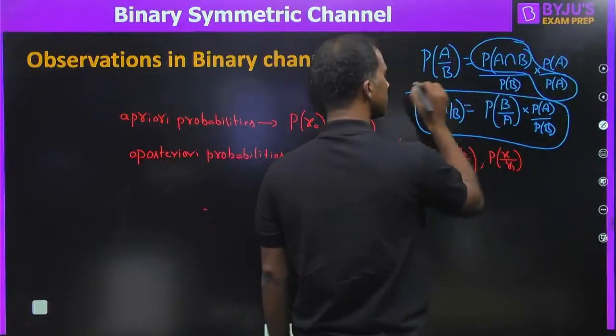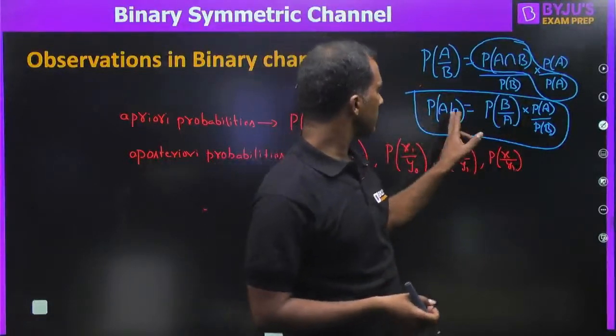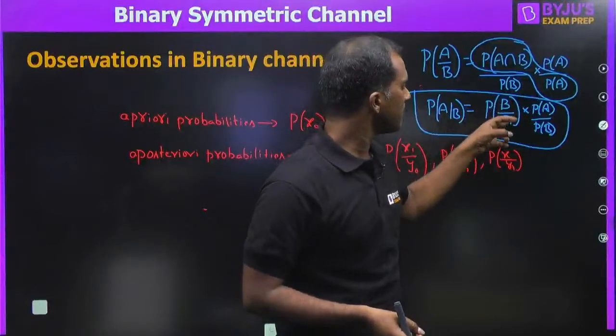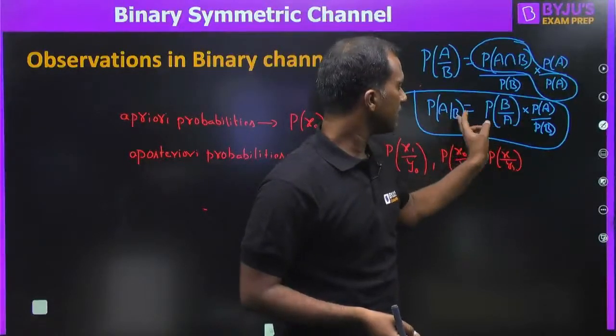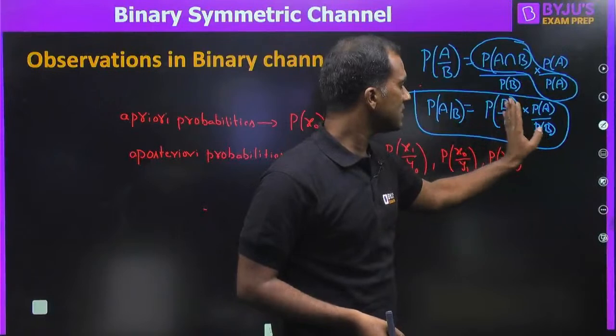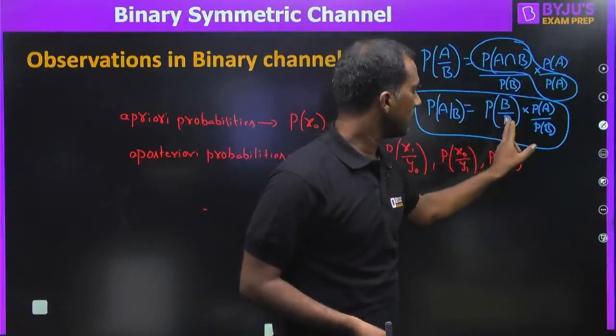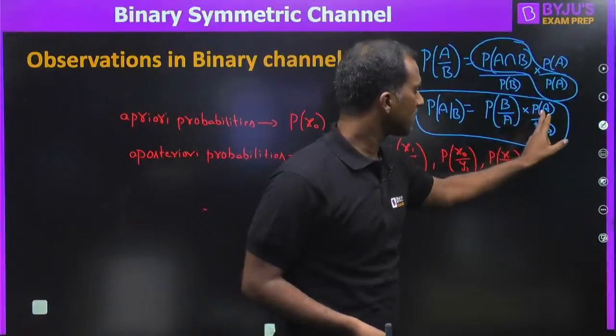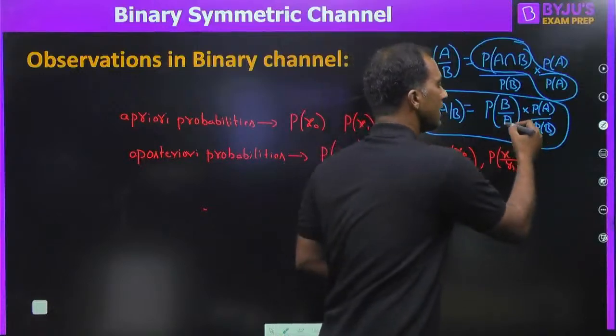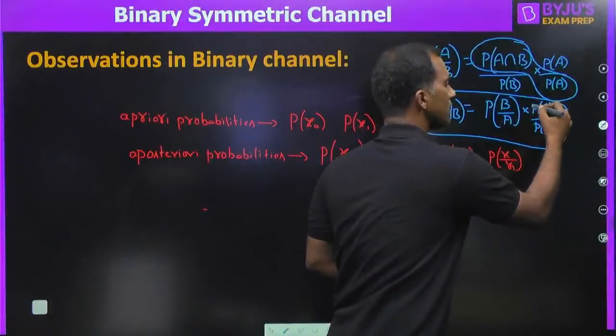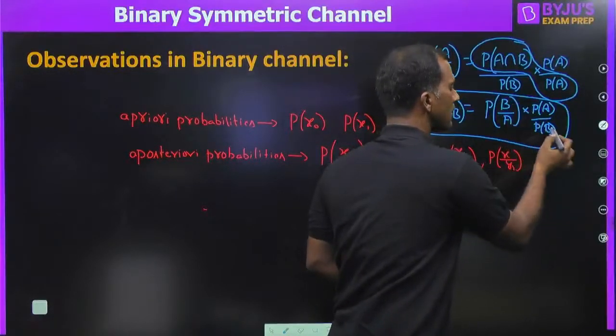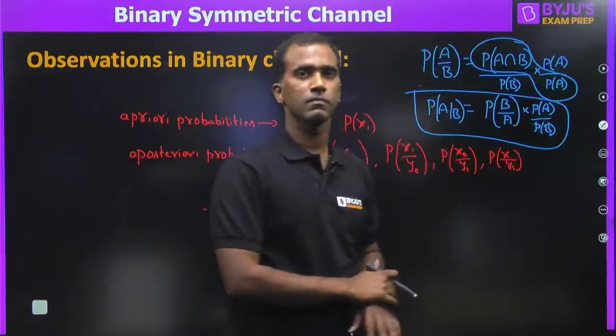So this is the relation. I'll tell you a very simple observation here. P of A given B can be written in terms of B given A. So for B given A, we are going to multiply diagonally opposite. A here we are going to multiply with P of A in the numerator, and B here in the numerator will be multiplying with P of B.